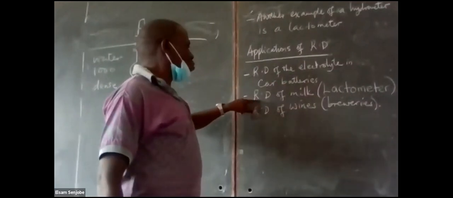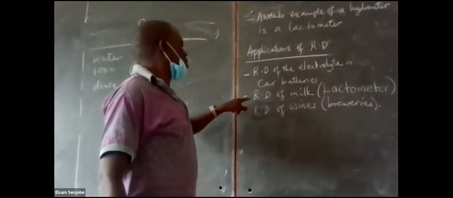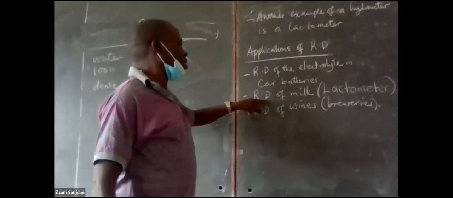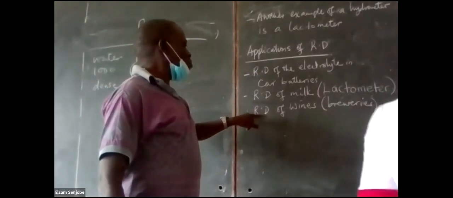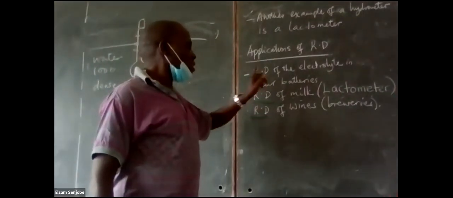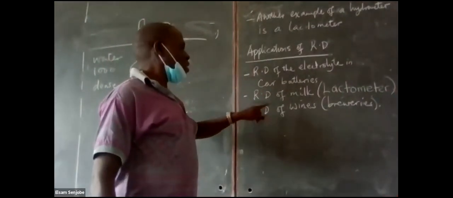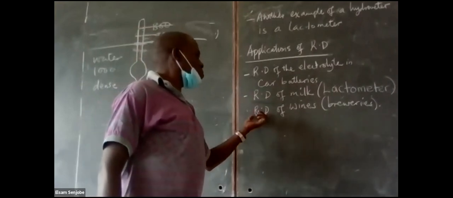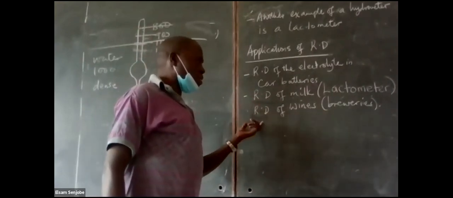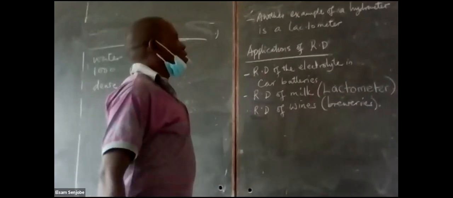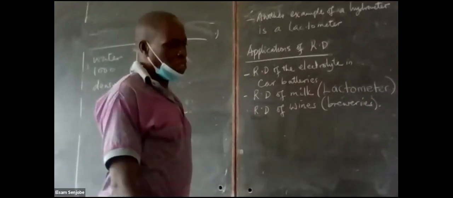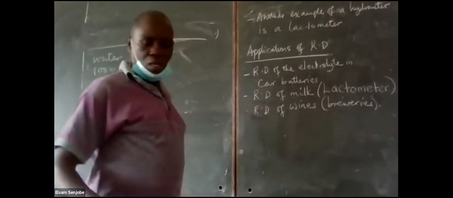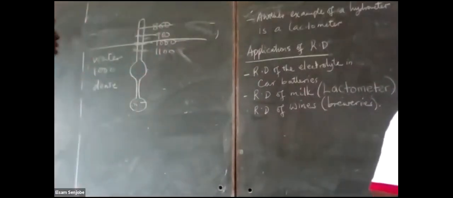The relative density of milk keeps changing, and according to the relative density of the milk, you use it for a given product. In breweries, different wines have different relative density, and the quality of the wine is determined by its relative density. So that's where the relative density is used in different industries, and even other industries, by the way, not only these. You can read even this from your notes.